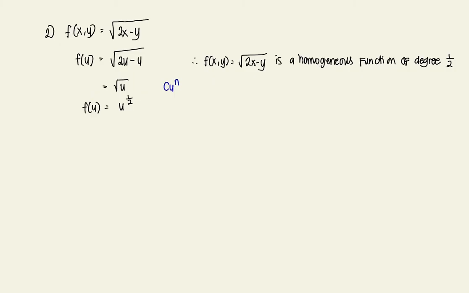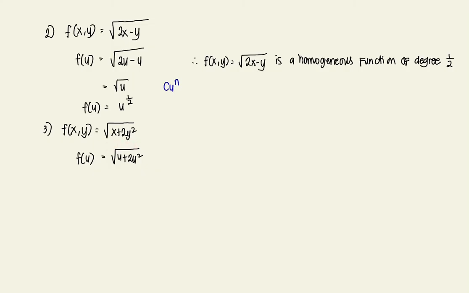Okay, how about another one? The given function f of xy equals square root of x plus 2y squared. So replacing with u, we have f of u equals the square root of u plus 2u squared. And so since we cannot combine u here, we cannot write it in this form, then we can say that this given function is not a homogeneous function.